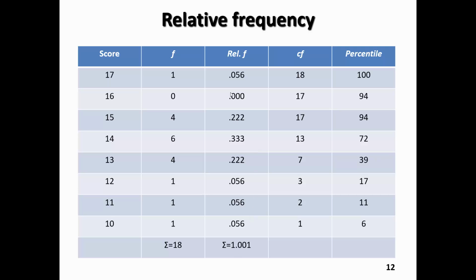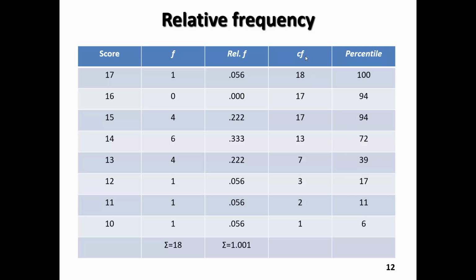In the bottom cell, we just add vertically. So we take the 0.056 plus 0 plus 2 plus 0.222, and we have a summation of 1.001. This value should be exactly 1. The reason it is 1.001 is because of rounding errors that we accumulate as we add vertically. But this is sufficiently close to 1, which tells us that we've accounted for 100% of our entire sample.